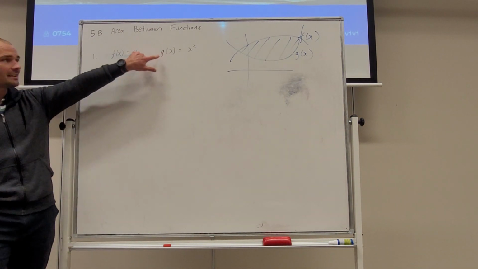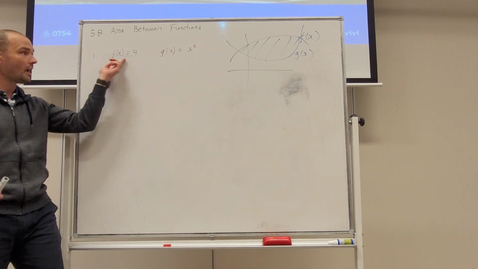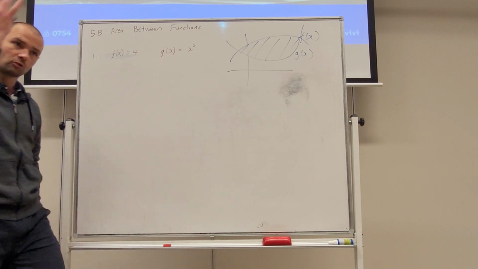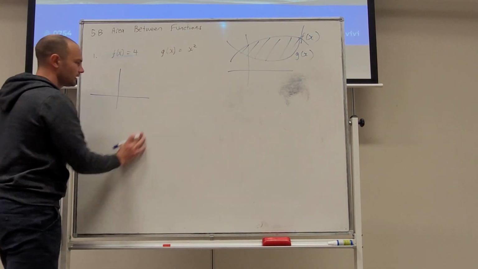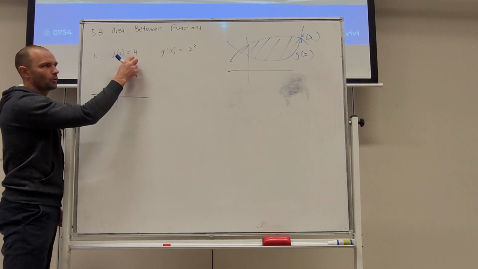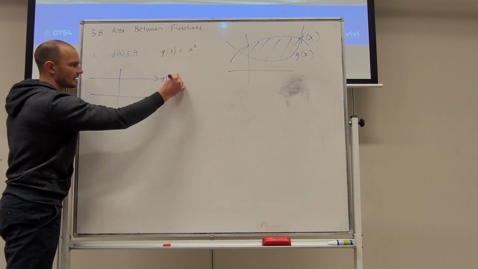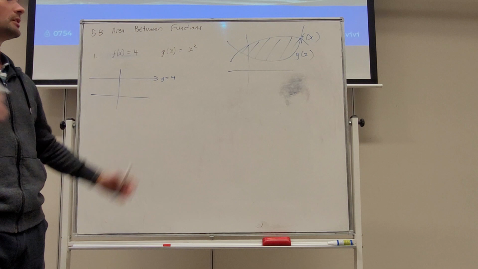So we have: find the area enclosed by the function f of x equals 4 and g of x equals x squared. So the first thing I'm going to do is graph both of these for you. If here's a Cartesian plane, the equation f of x equals 4 means the y value is always 4. It's a horizontal line. It doesn't matter what the x value is, the y value is 4. That's our first function, okay?